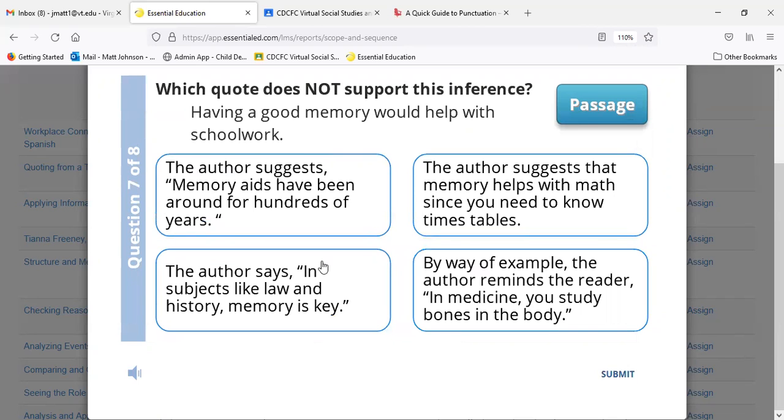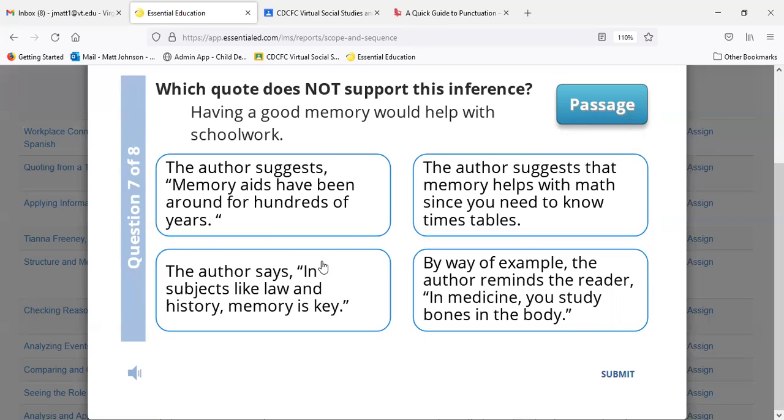Having a good memory would help with schoolwork, which quote does not support this inference? I want to mention too, as far as a test taking skill, make sure you read the questions carefully. So understand, it's asking us what does not support this inference. You have to be careful sometimes because they'll throw you things like that.